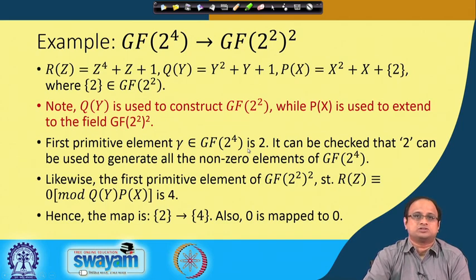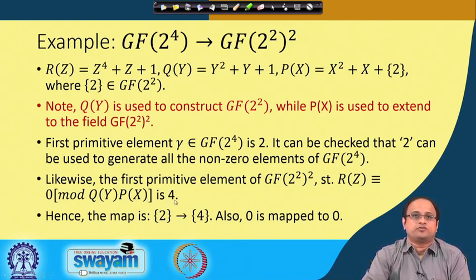Okay. So the first primitive element gamma, which belongs to GF2 power of 4, is 2. That is, you can also represent it by the polynomial x, because it has a binary representation which is 1 0, and therefore that stands for x. Now it can be checked that 2 can be used to generate all the non-zero elements of GF2 power of 4, so it is a primitive element. Likewise, the first primitive element of GF2 power of squared such that this condition that we were checking, that is Rz is congruent to 0 mod of Qy Px, is true, is actually 4.